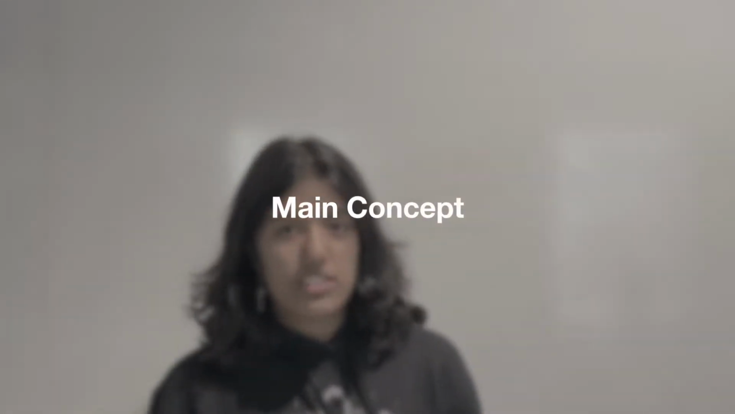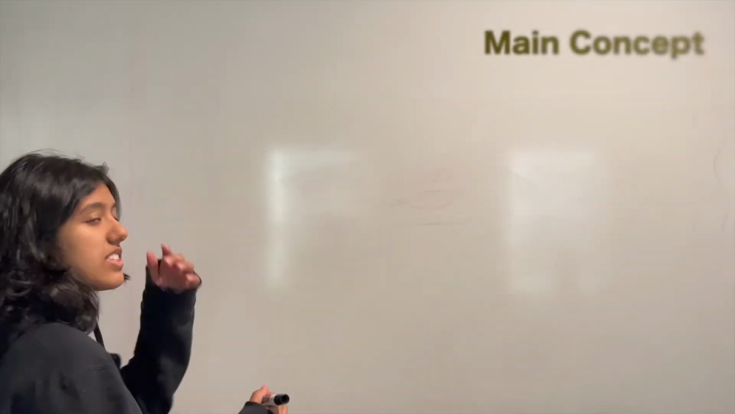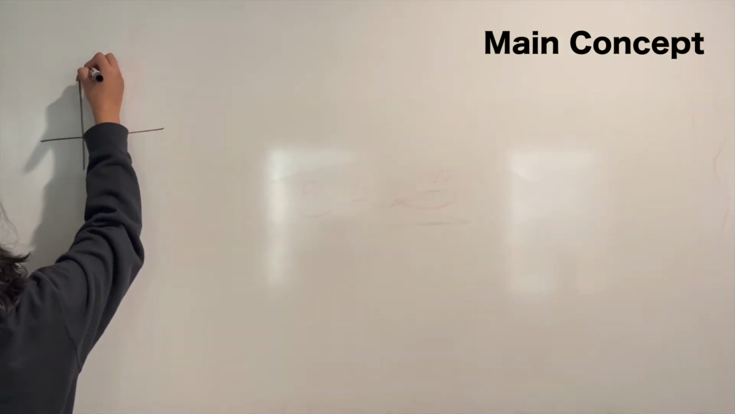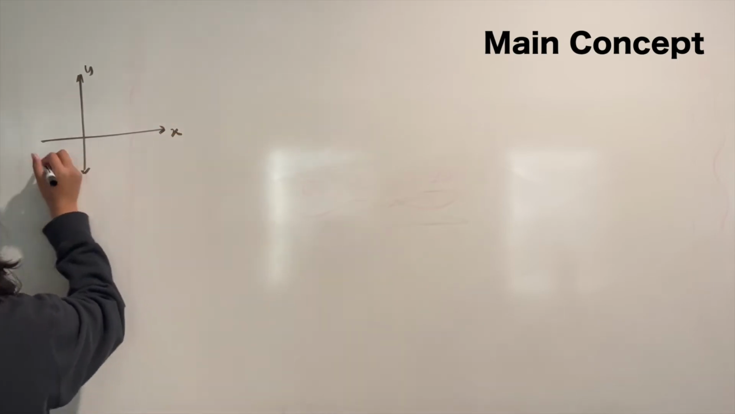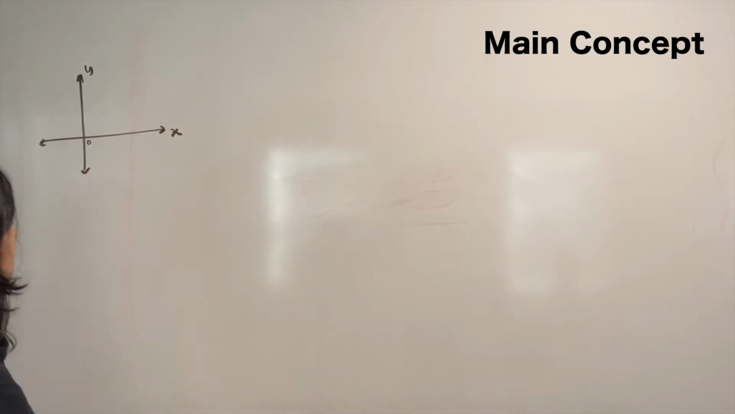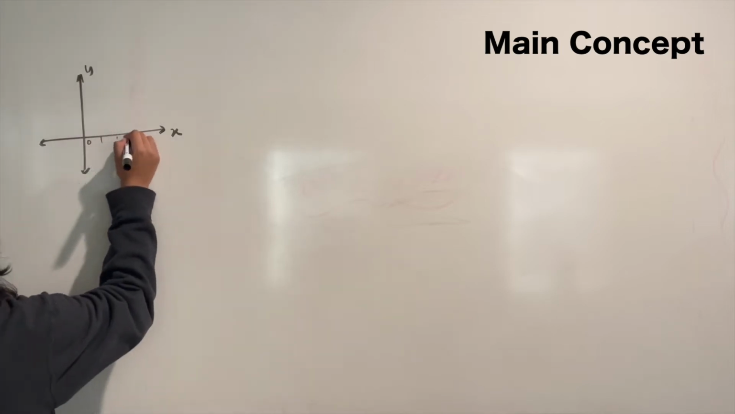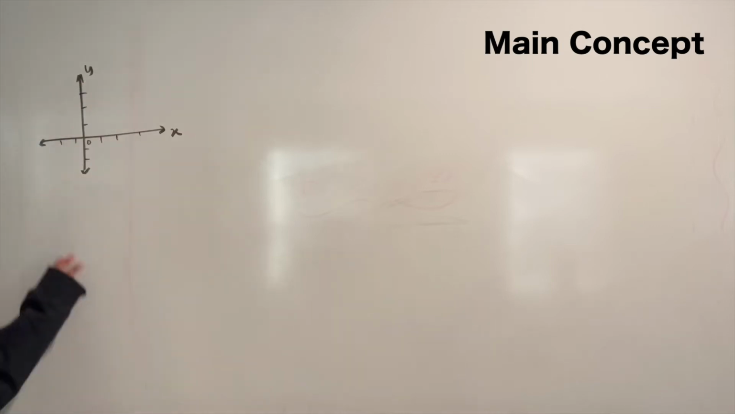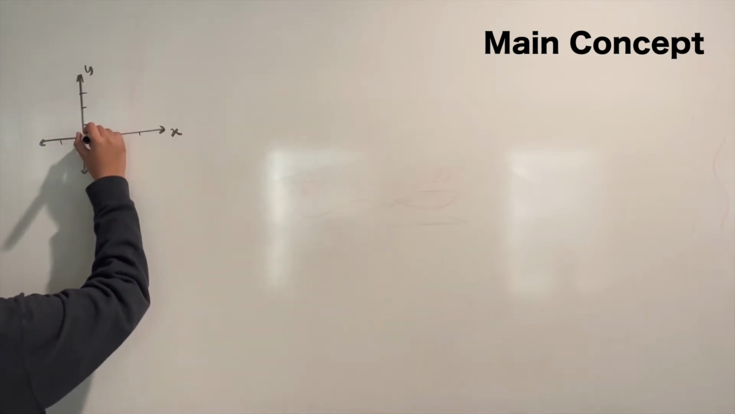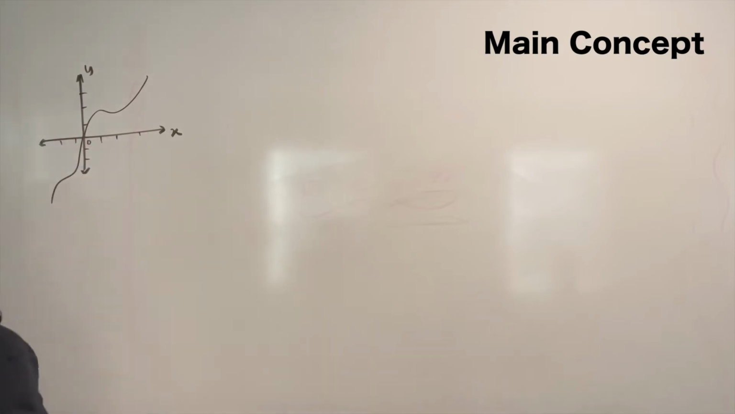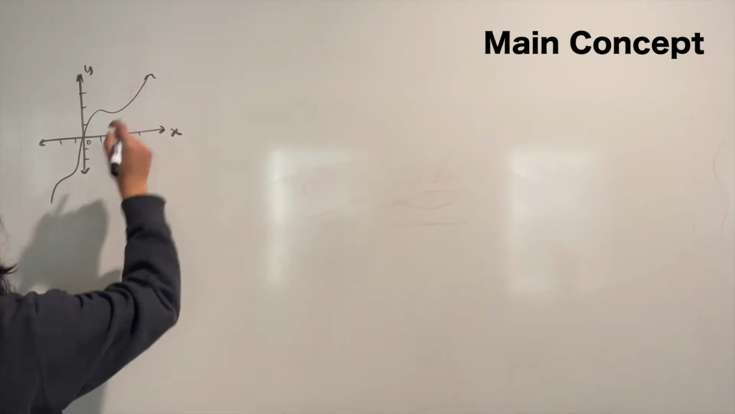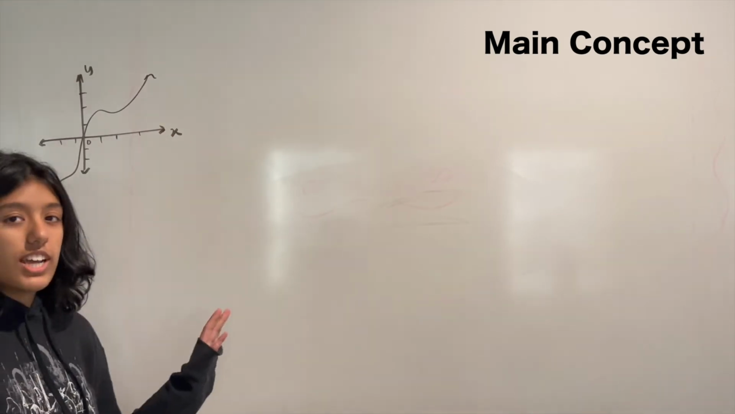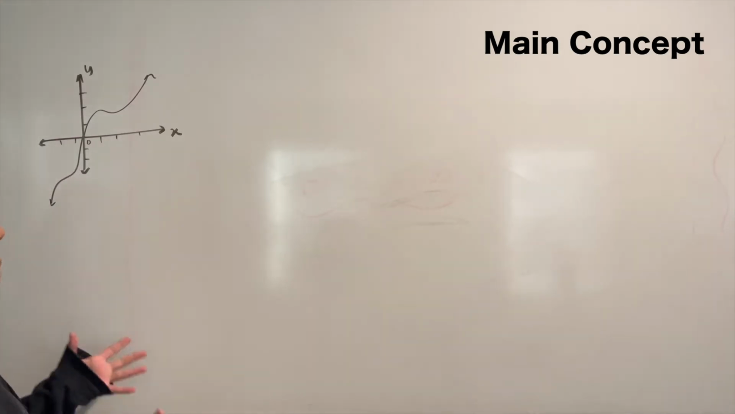Alright, so the main concept. Let's say you have a graph, and let's just put it right over here. This is the y-axis, the x-axis, and the origin we can label with the 0. Let me do some tick marks. There. So that is our coordinate plane. Let's say that you have a function like that, and it keeps going on forever in that direction and in this direction as well. It doesn't matter what the function is for now, it's just an example, so you get the main concept.